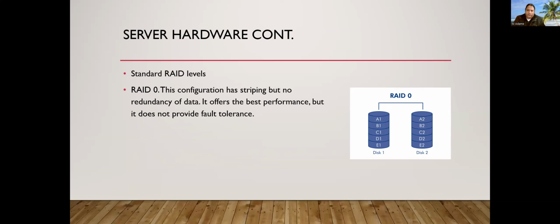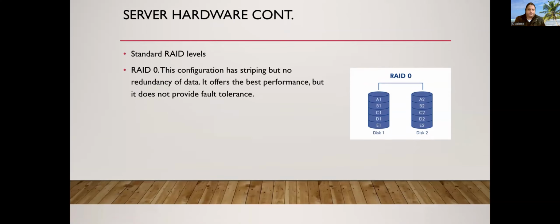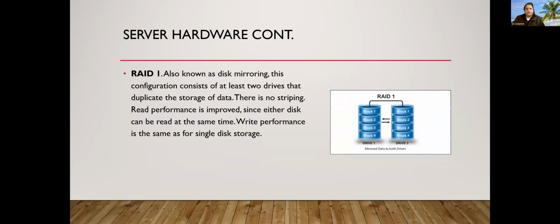So moving on from RAID 0, we got RAID 1. I know it sounds really numerical, really simple. RAID 1, also known as disk mirroring, configures at least 2 drives that duplicate the storage data. So it's like RAID 0, where it shares the data back and forth, but this one backs the data up to all the areas. There is no striping. Read performance is improved since either disk can be read at the same time. Write performance is the same as for a single disk. So it sees it just as one disk and they write it almost as one disk.